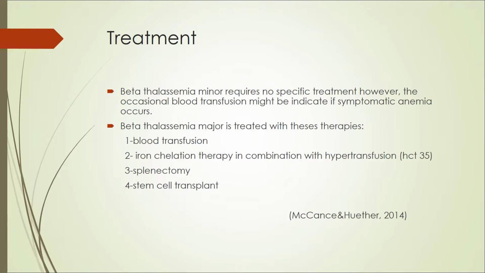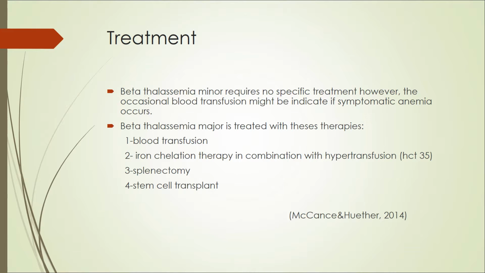Beta thalassemia major is treated in one of the following ways: with frequent blood transfusion, oral iron chelation therapy in combination with hypertransfusion to maintain the hematocrit above 35, or splenectomy in order to reduce the destruction of red blood cells.